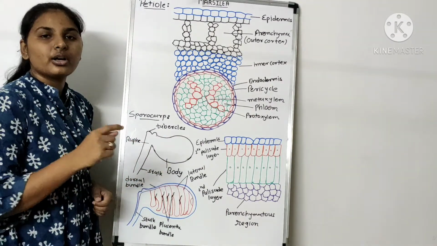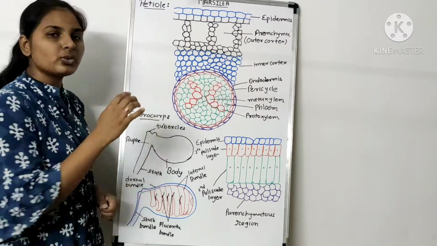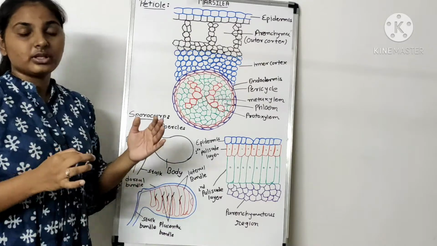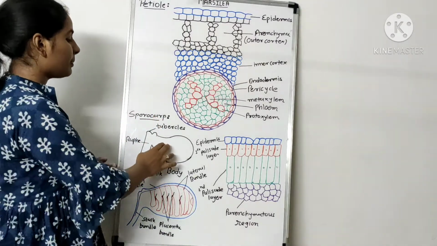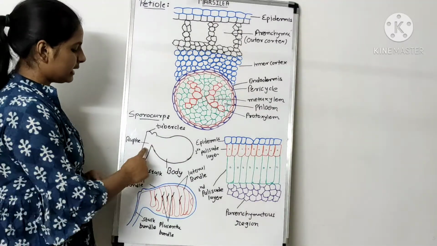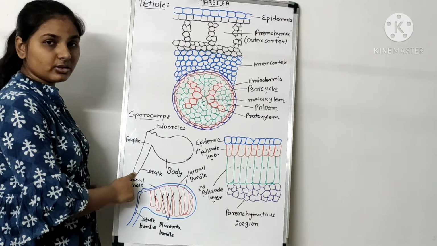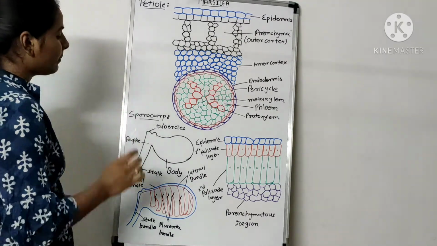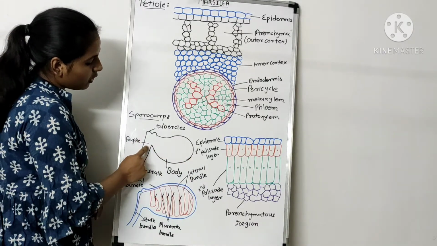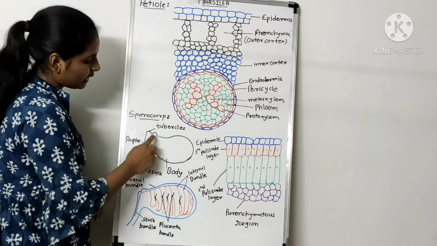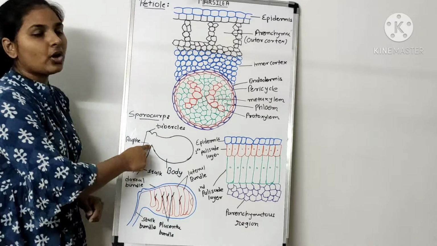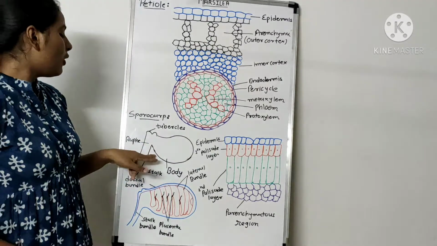The sporocarp is attached to the petiole with a small stalk, as I said in the previous video: the sporocarp is attached at the base of the petiole with a small stalk. This is the stalk that attaches to the petiole. After that, the body is oval and bean shaped. It connects to the stalk and makes a ridge. This is a ridge. It is called the raphe.